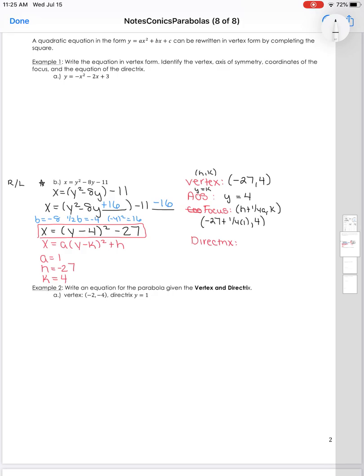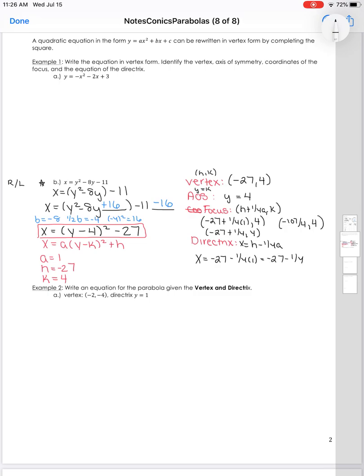For focus, the value that's on the chart is h plus 1 over 4a, comma k. So h is -27 plus 1 over 4 times 1, comma 4. You're going to have to get common denominators here. So this is negative 27 plus 1/4, comma 4. If you get common denominators, that is a 4. What you'll end up with is negative 107 over 4, comma 4 for the focus.